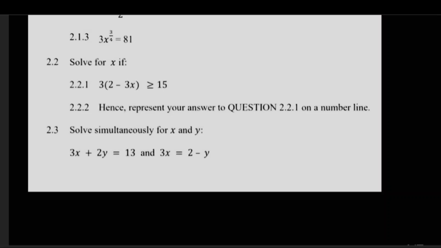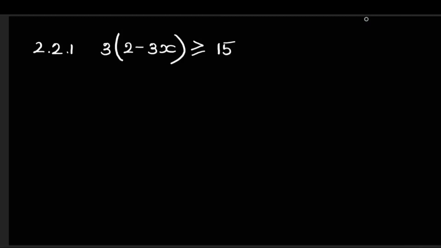Now we're on to 2.2. It says solve for x if, and in 2.2.1 we have 3 into 2 minus 3x is greater than or equal to 15. So here we have an inequality question. So here's what we're given. And we know that to solve for x, we need to fully simplify this. So let's first start off by taking the 3 and multiplying it into the bracket. We get 6 minus 9x.